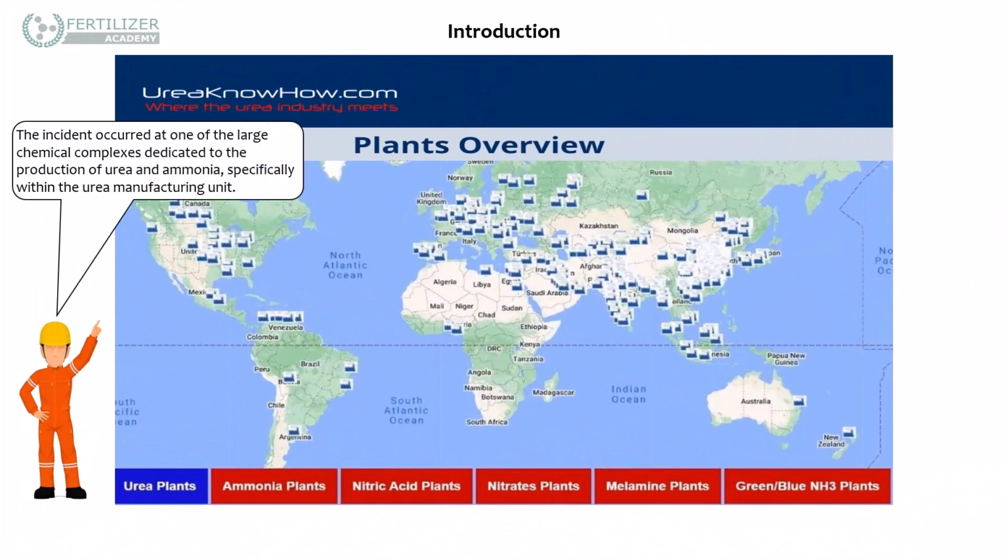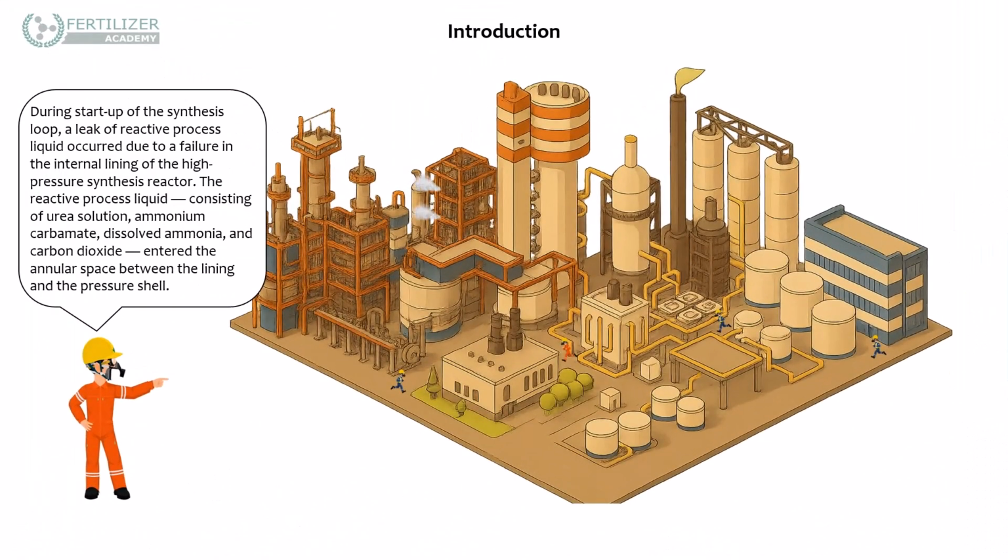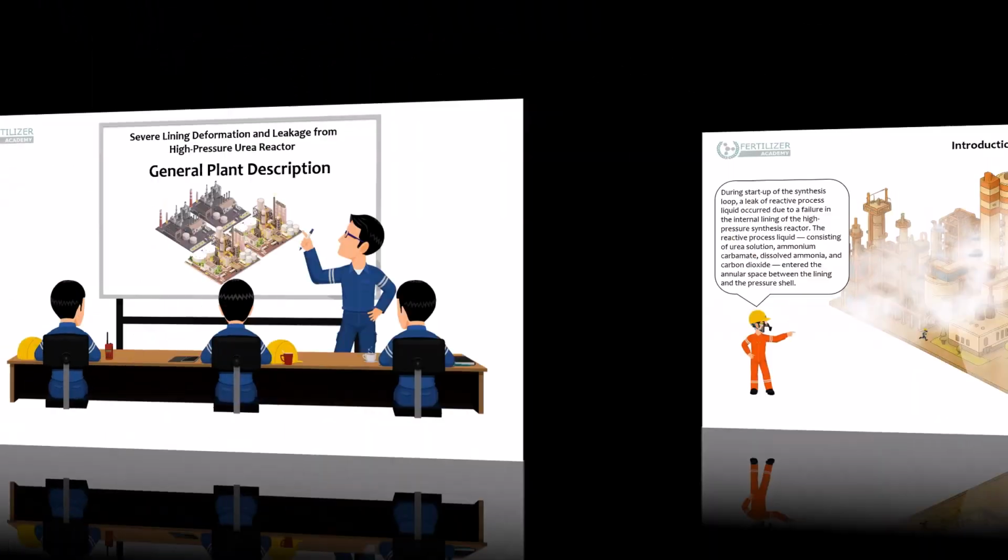The incident occurred at one of the large chemical complexes. A leak of reactive process liquid occurred due to a failure in the internal lining of the high-pressure synthesis reactor.